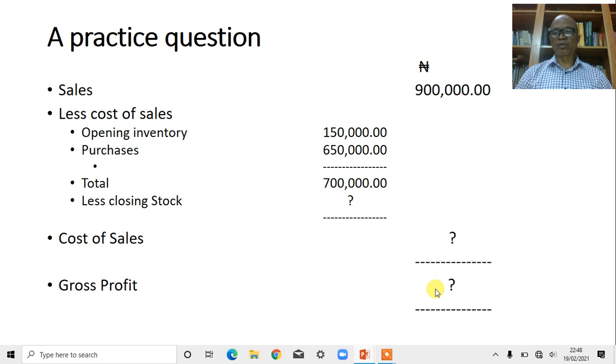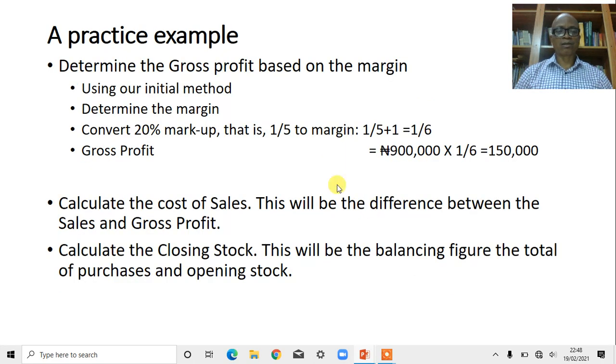Remember, we're given a markup of 20%. So in order for you to arrive at this, you need to translate your markup to a margin, and determine the gross profit based on the margin. Using our initial method, convert the 20% markup, that is 1 over 5, to margin, which is 1 over 5 plus 1. That will give us 1 over 6. So gross profit will be 900,000 multiplied by 1 over 6, which will give us 150,000 naira.